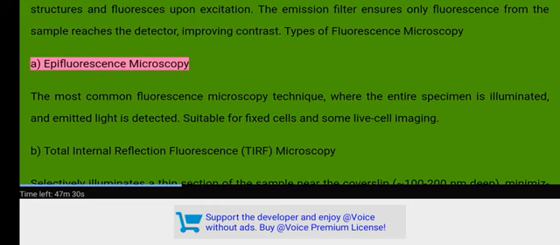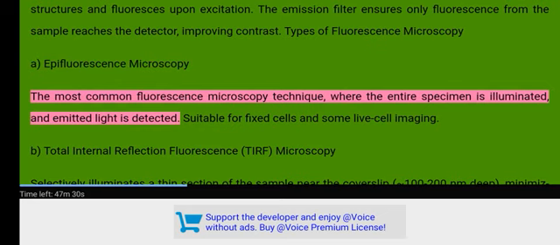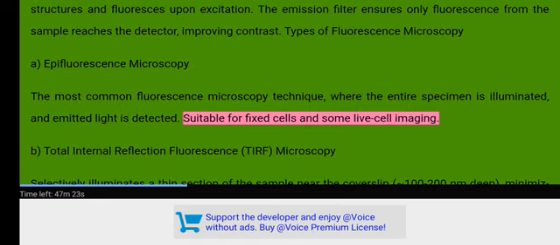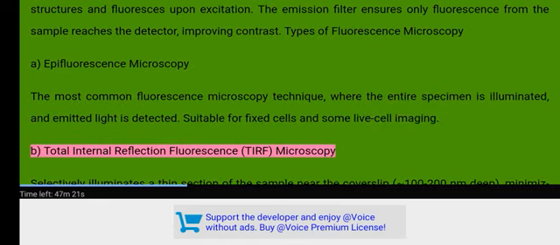Types of fluorescence microscopy. A. Epifluorescence microscopy. The most common fluorescence microscopy technique, where the entire specimen is illuminated and emitted light is detected. Suitable for fixed cells and some live cell imaging. B. Total internal reflection fluorescence, TIRF, microscopy.